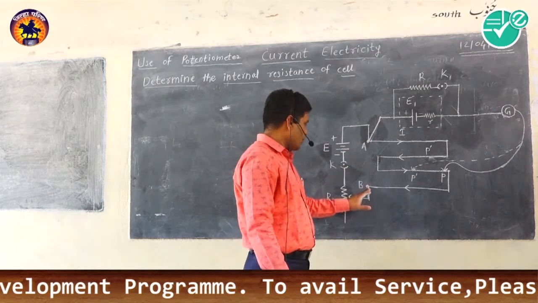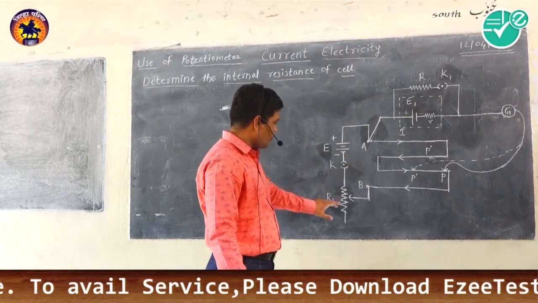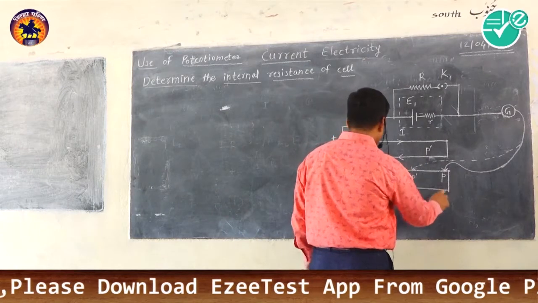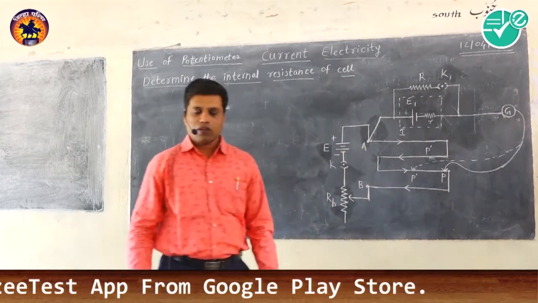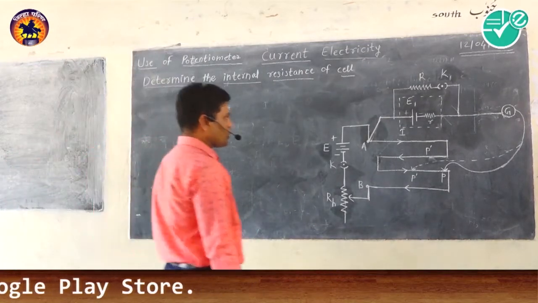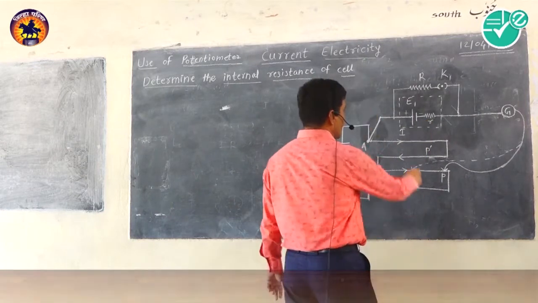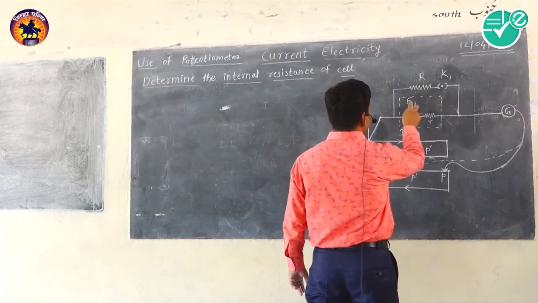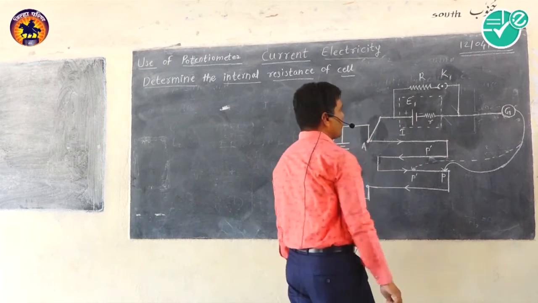The potentiometer wire end B is connected to the negative terminal of the battery via key K and rheostat RH. This is the several-meter-long potentiometer wire AB. Now the cell E1, for which we have to determine the internal resistance r of that cell. This is the internal resistance r of the cell that we have to determine, and this is the cell E1. We have connected a parallel resistance across E1, which is called R, capital R.